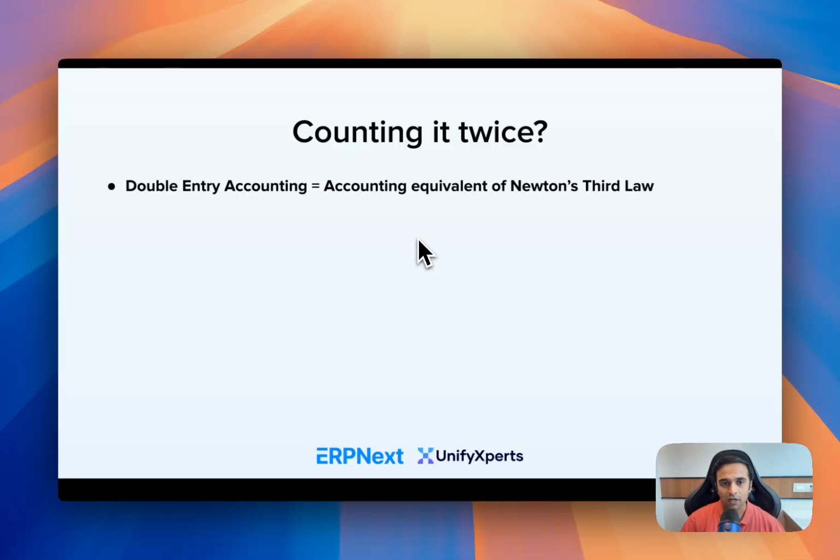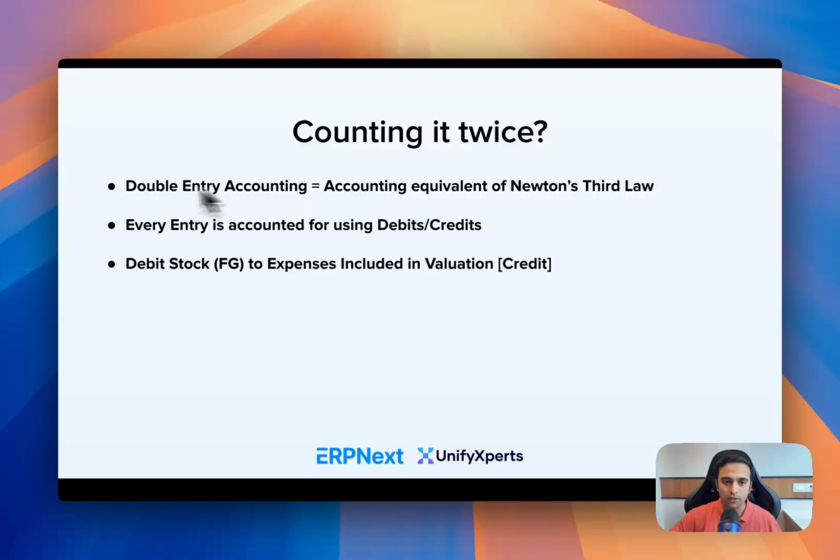The answer is no. Double entry accounting is like the accounting equivalent of Newton's third law. Just like Newton's third law, every action has an equal and opposite reaction. In double entry accounting, you cannot debit or credit a ledger without having an opposite or a counter entry of that particular entry, right? So every debit or credit that you do is accounted for. So you cannot go wrong if you're using double entry accounting. So when you debit stock, that's when you credit expenses included in valuation.